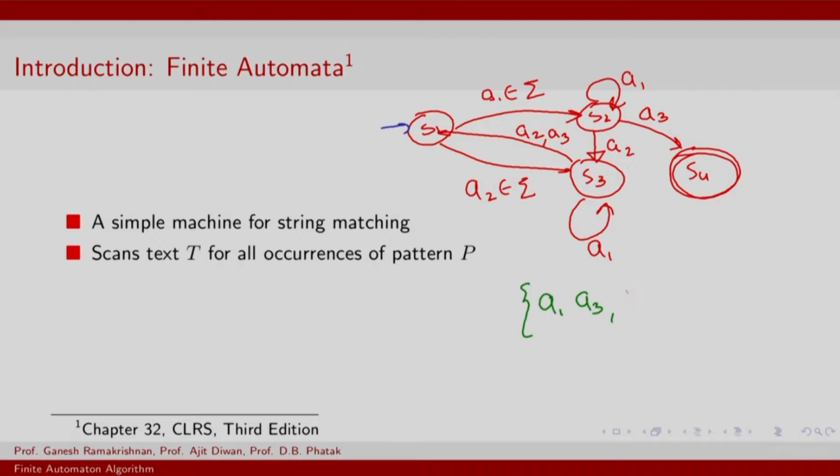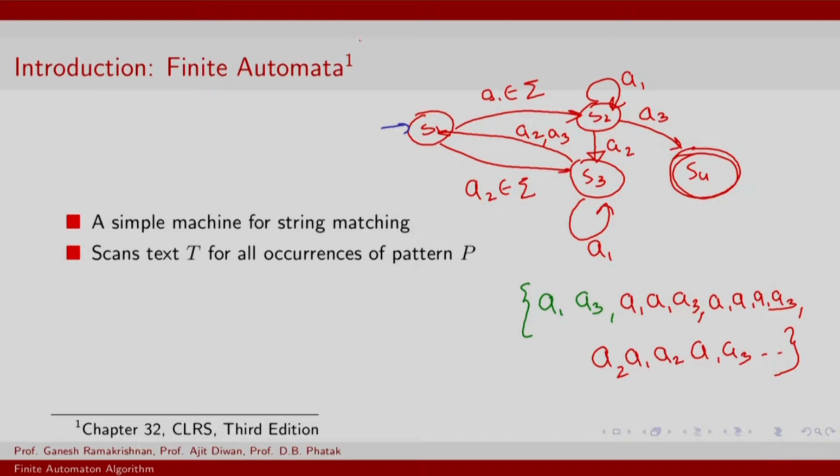It also accepts A1, A1, A3 and A1, A1, A1, A3. So it basically can accept A1 followed by any non-zero number of A1 followed by A3. It can also accept strings prefixed with A2, A1, A2 or A3 followed by A1, A3 and so on. So there's a whole bunch of strings that it can accept.